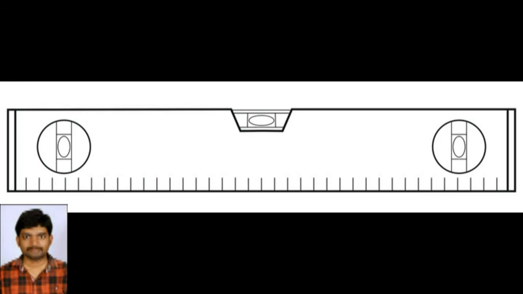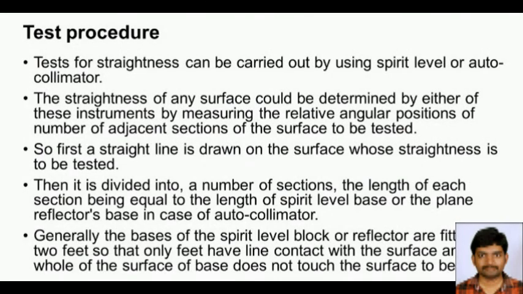Now the test procedure is like this. The test can be carried out by using spirit level or auto collimator. The procedure remains same. The straightness of any surface could be determined by either of these instruments by measuring the relative angular positions of number of adjacent sections made on the surface to be tested.